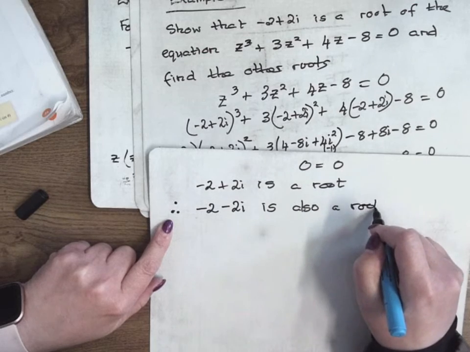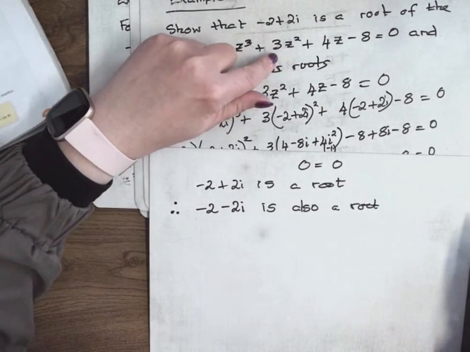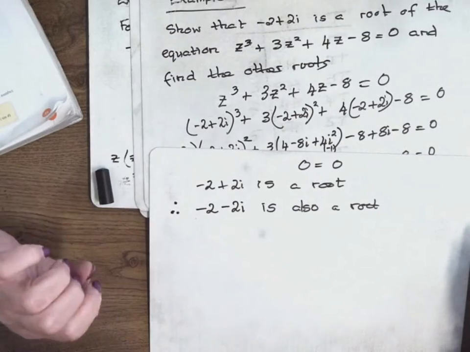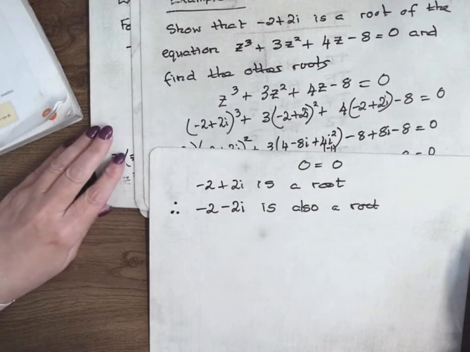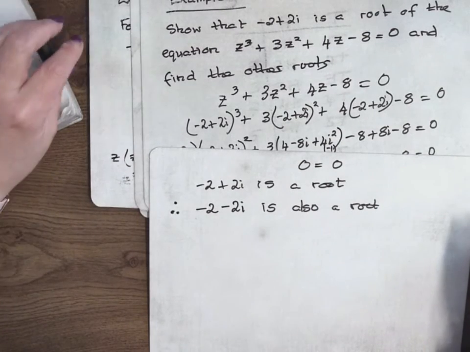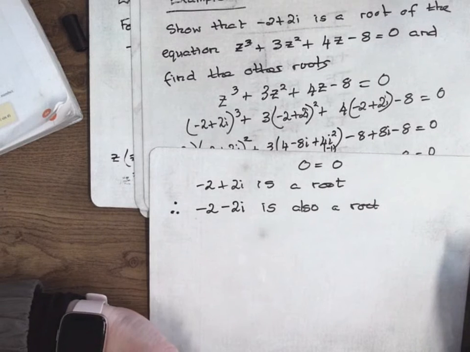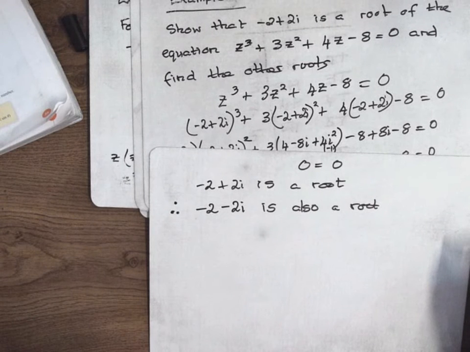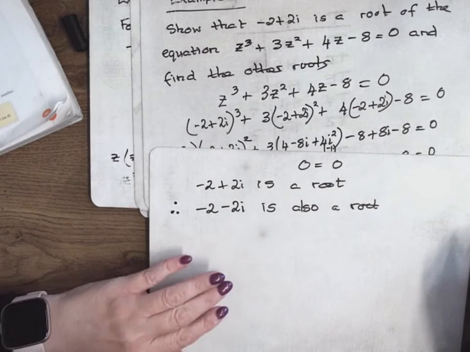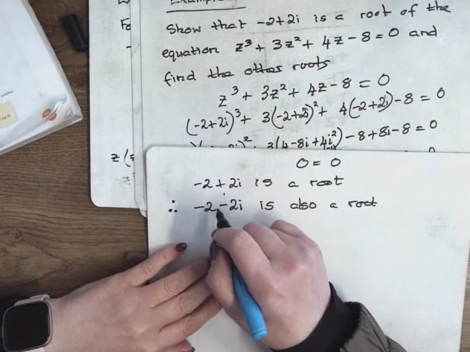Because the coefficients are real, as in all the numbers in front of the z's are real numbers, right? So the conjugate roots theorem applies. So now I have 2 roots, don't I? So now I have to get the third one, right? So what I need to do is get the quadratic that these two make, right?